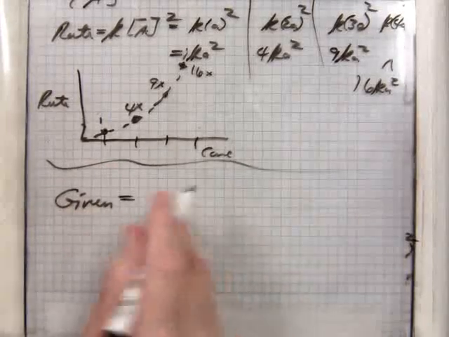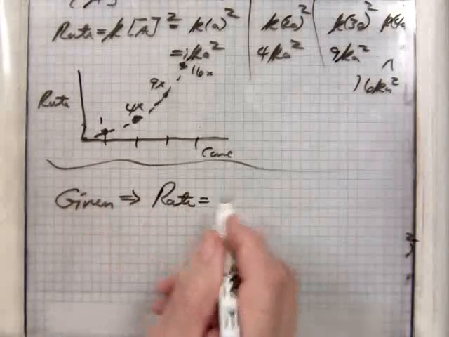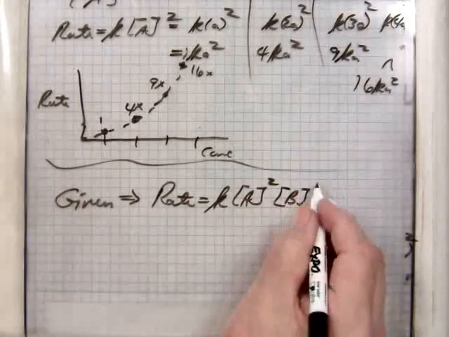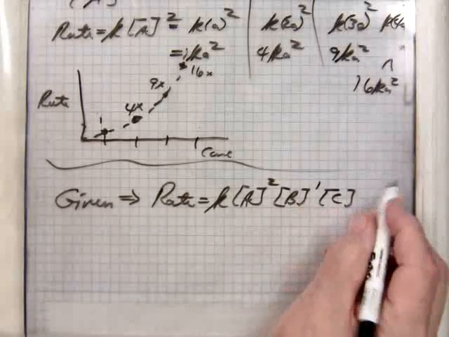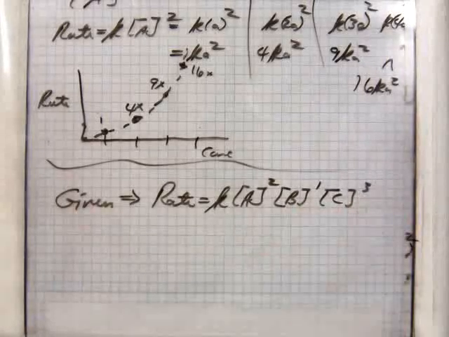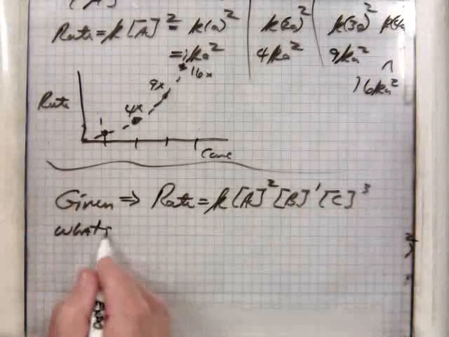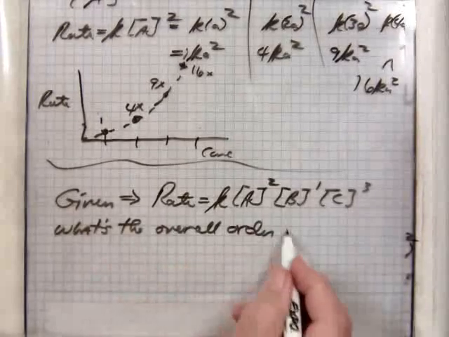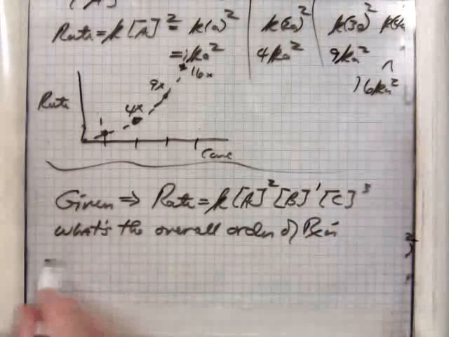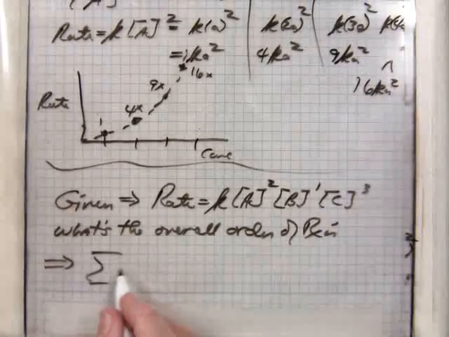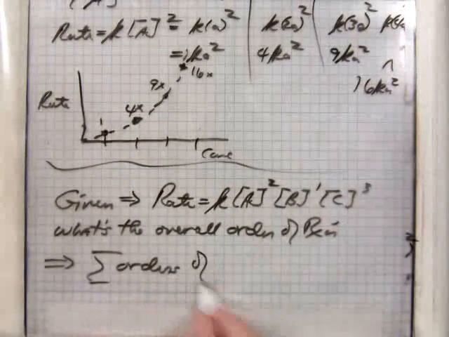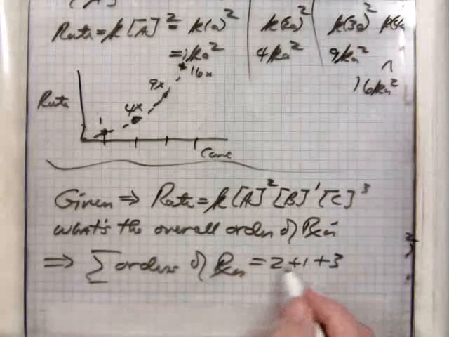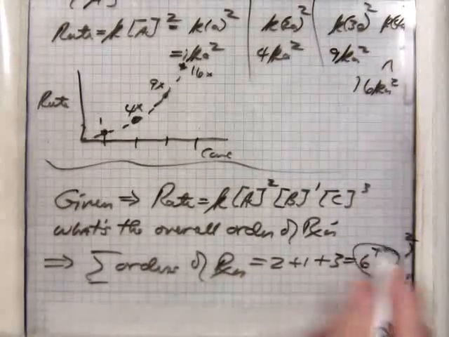Say you're given a rate equals kA to the second order, B to the first order, and C to the third order, whatever. What's the overall order of reaction? It is simply the sum of the orders of reaction. In this case, it'd be 2 plus 1 plus 3, 4, 5, 6, a sixth order reaction.